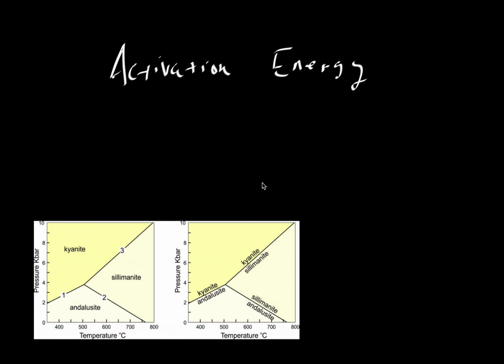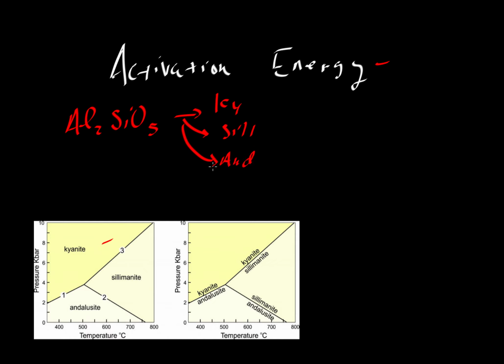In this video, we're going to take another look at the idea of an activation energy, and we're going to use this very nice online diagram from the Dexter Perkins Mineralogy textbook. It is showing the phase relationships for the so-called aluminosilicates, Al2SiO5, which comes in three flavors. There is kyanite, there is sillimanite, and there is also andalusite.